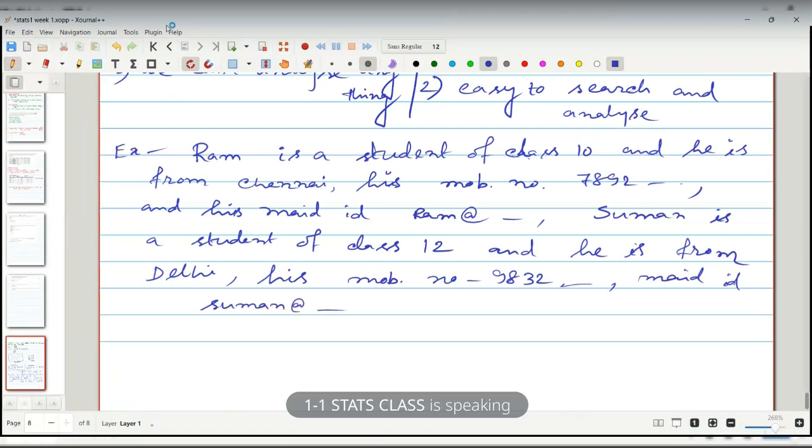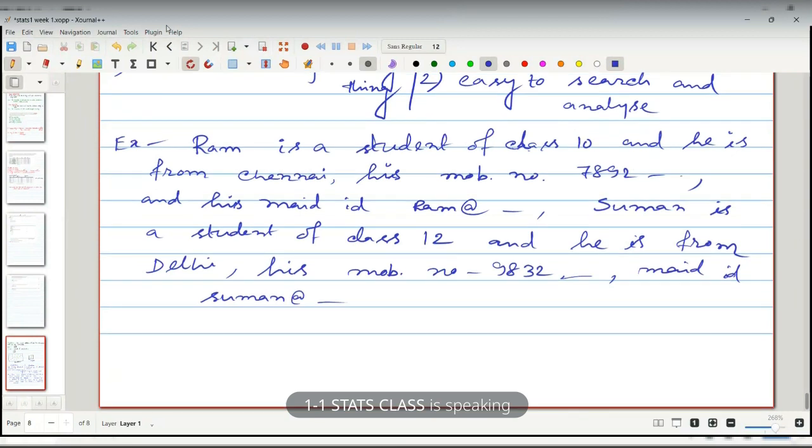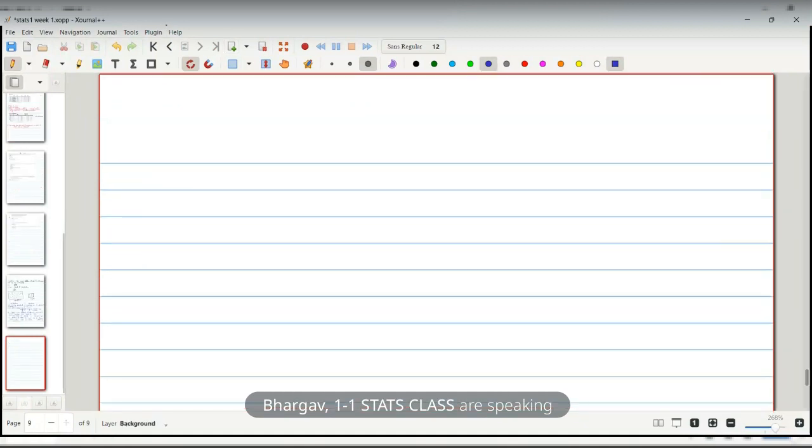This is a huge data set, right? Now if I tell you find the mobile number of Ram, it is very difficult to find the mobile number of Ram from this type of data set, right? Yes. So this is unstructured data. Now if from this unstructured data, you structure it, I can structure it.